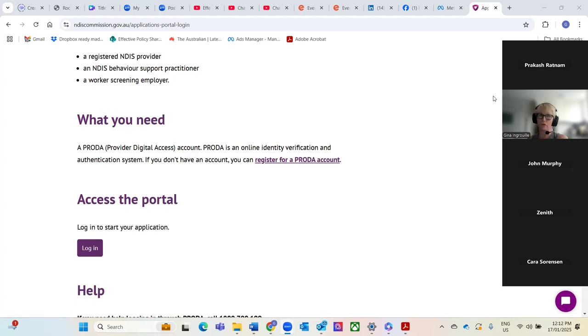PRODA is not where you do the work as a provider or as a participant. PRODA is the gateway. I just wanted to say that because so many providers talk about, oh, my PRODA account won't, and they're really talking about the commission's website. You're not applying on PRODA for a registration. You're applying through the commission's website, but the login gateway is through something called PRODA. So the first thing you'll want to know is, do I have a PRODA account? If not, go and get yourself one. It'll take a couple of days unless there's issues with your ID, and then it might take longer. So do that first. Okie dokie.